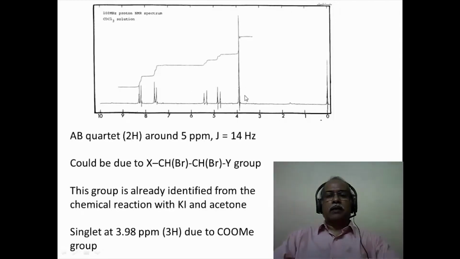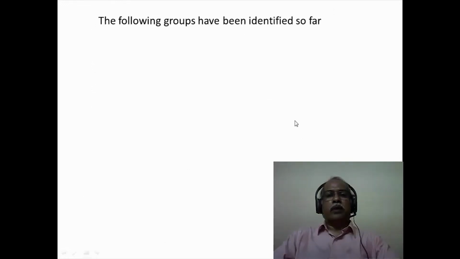Finally, this singlet, which is appearing around 3.98 ppm or so, is a sharp singlet of 3 hydrogen intensity, and that would correspond to the COOMe peak, which is confirmed by the IR. The presence of the saturated ester is confirmed by the IR. Now the following groups have been identified.